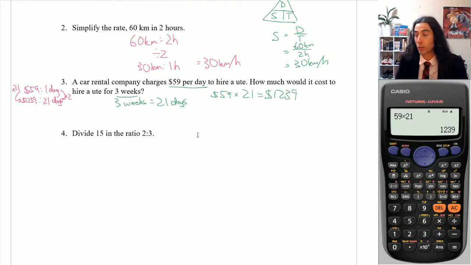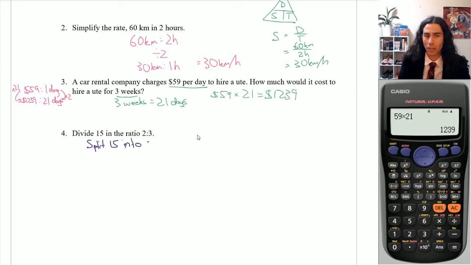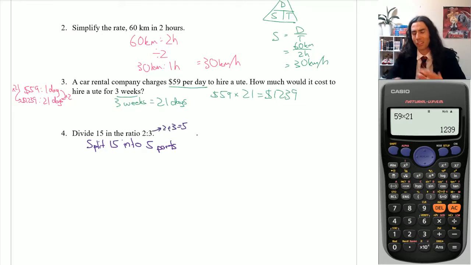Divide 15 in the ratio 2 to 3. It's a hard D level question. Because if you want to do it properly, you're going to split 15 into 5 parts. Why 5 parts? Because 2 plus 3 is 5. We're going to split into 5 parts.